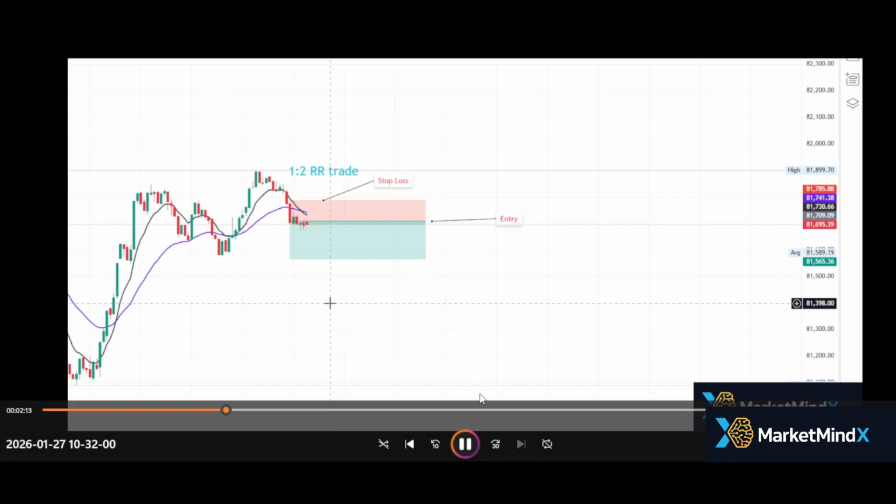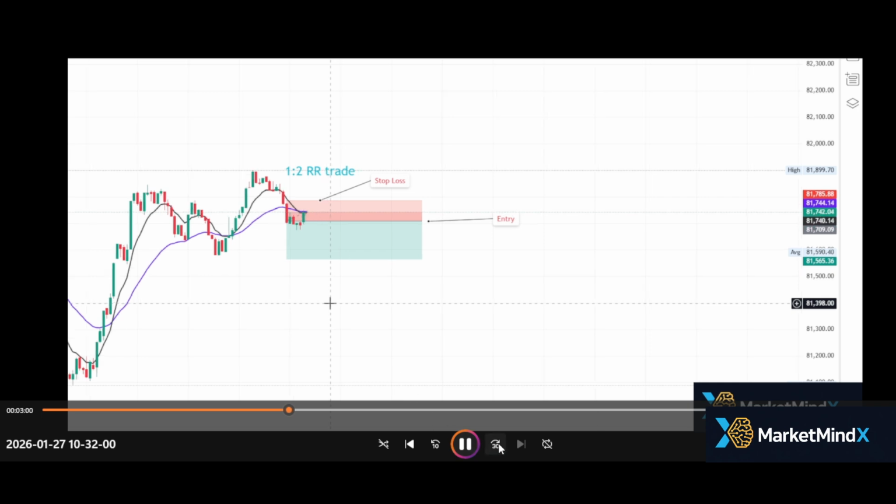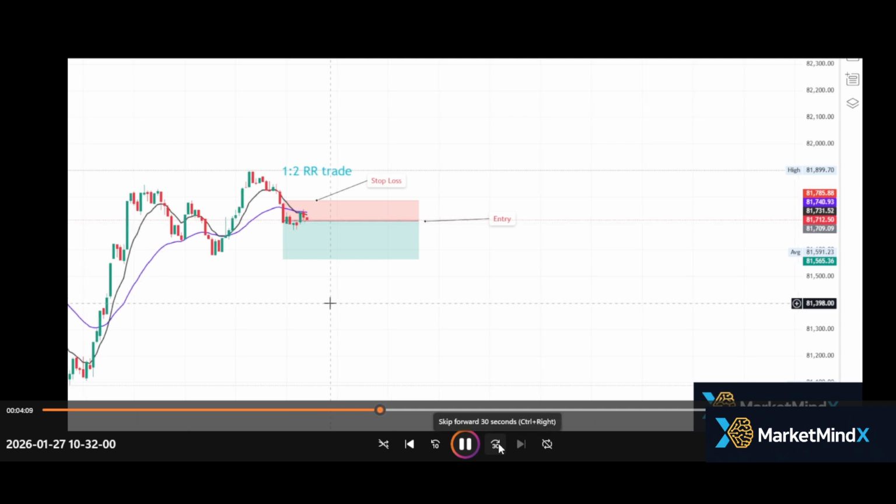Let me fast forward this. At this particular point the price started reversing, and it was going closer to our stop loss, but we stuck to our rule as usual, and immediately the next candle it started coming down. I'll start fast forwarding at this particular place.